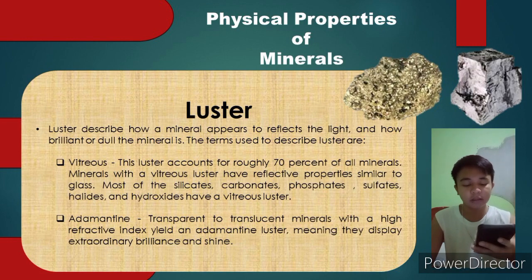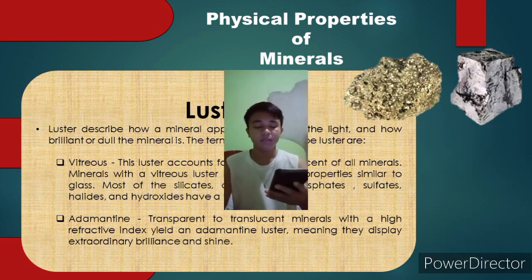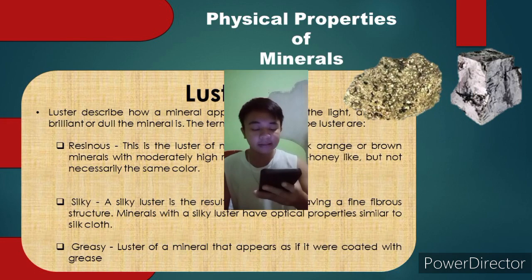Vitreous. 70% nito meron ang lahat ng mineral. Yung mga meron nito ay may kamukhang reflective property tulad ng silicon, carbon, phosphorus, sulfur, halogen with more electropositive element, and hydroxides. Hydrogen with one oxygen ay mayroong vitreous luster. Next is adamantine. Adamantine, transparent to translucent minerals with a high refractive index yield an adamantine luster, meaning they display extraordinary brilliance and shine. Next is resinous.